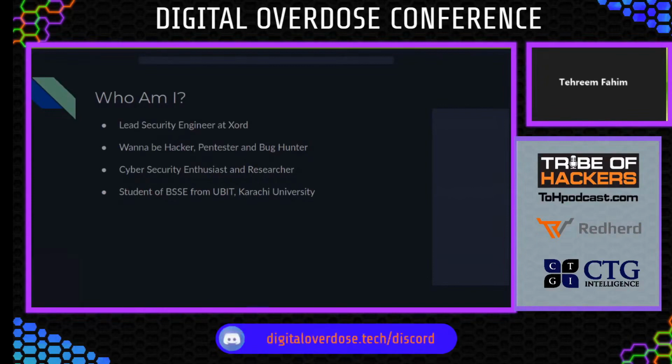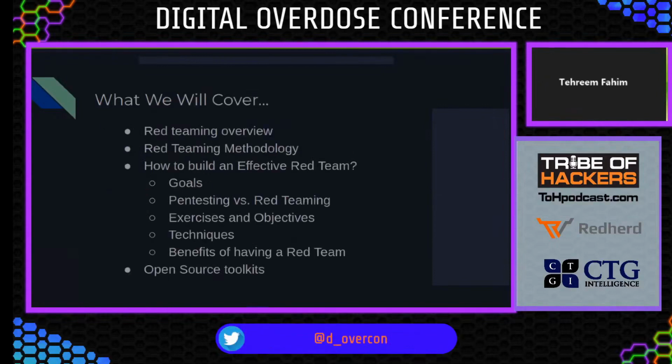Now, without any further delay, let's see what topics we are covering here today. The first one is red teaming overview. Then we will see the methodology used by the red teams and then how an organization can build an effective red team. And also, what are the things they should keep in mind? That will include red team goals, skill set an individual must have, then the difference between pen testing and red teaming, how it can be done effectively, red team exercises and its objectives.